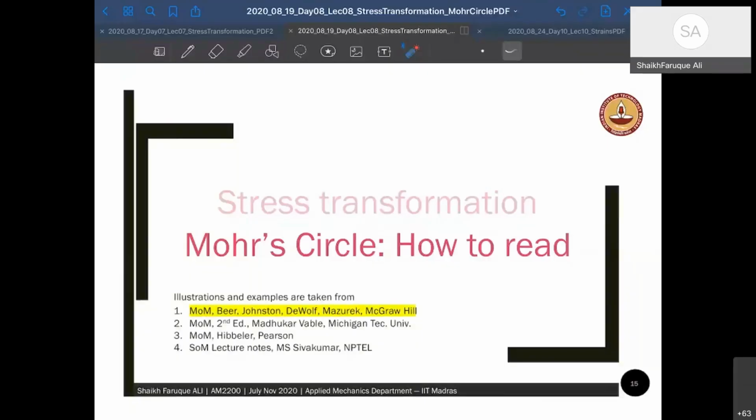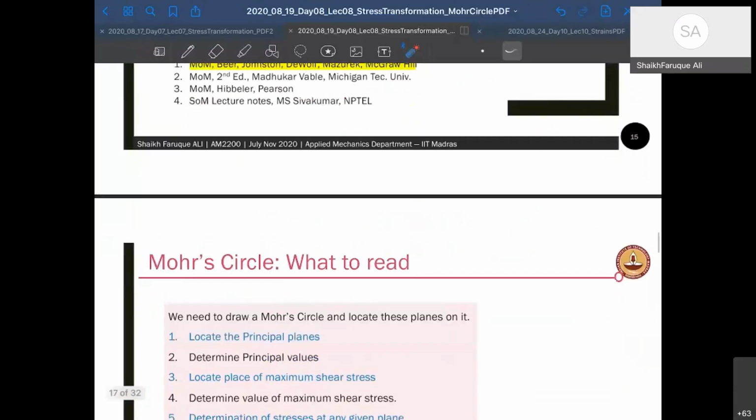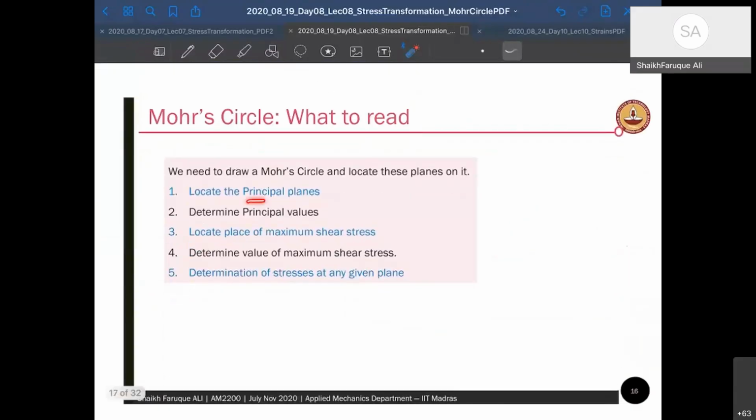Is that clear? To read a Mohr circle, we have to find a few details, right? So these details are given here. You have to locate the principal planes. You have to locate the principal values. You have to find the maximum shear stress. You have to determine the value of the maximum shear stress and determine the stresses at any other given plane, right? This is what you have seen right now. Any other given plane you can find, but we need to find maximum and minimum principal stresses as well as their orientation and the shear stress.